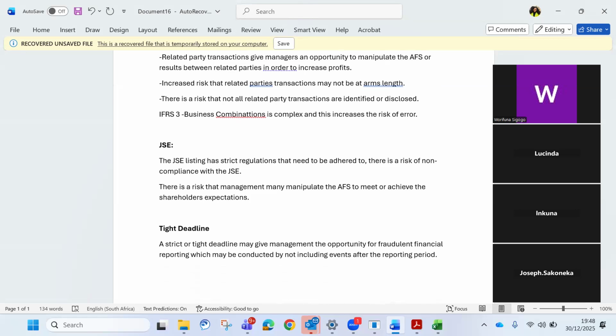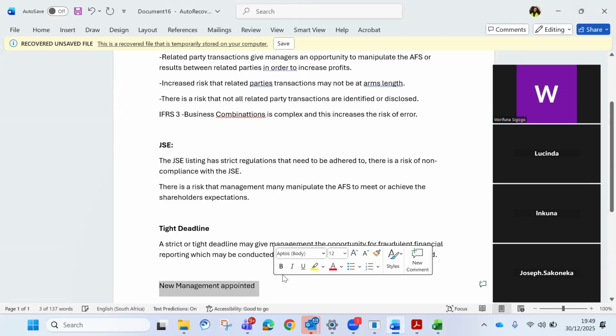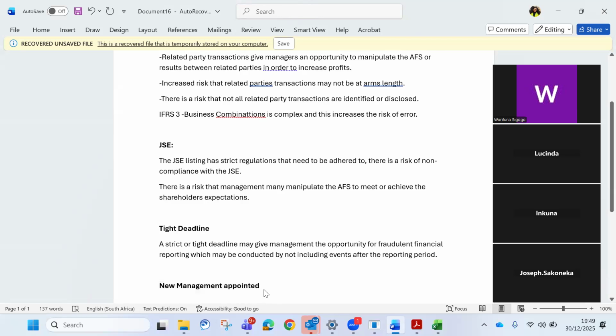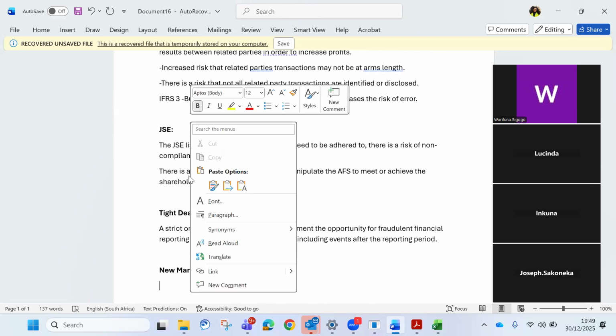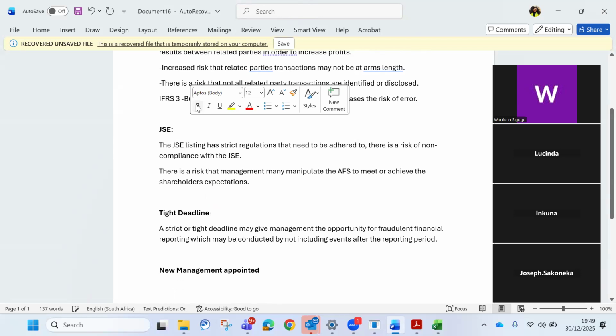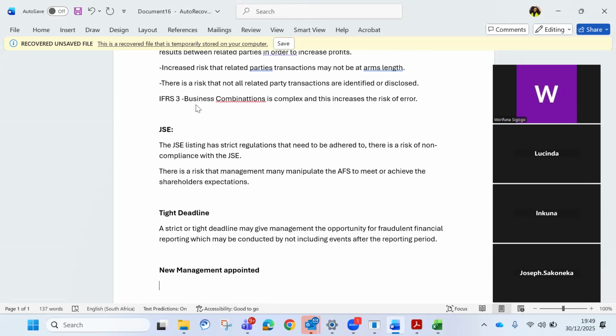Yes, it does. If ever you see new management appointed, just think of what could this mean? This could be an issue now. You find you just took out all your key employees or your managers, and now we have a new management, right? How? There's a risk that this new management may not have the appropriate skills and competence, which increases the risk of error.